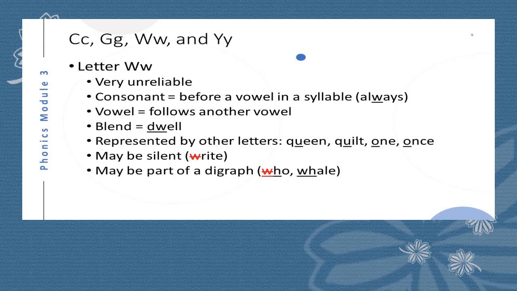The phoneme represented by W may be part of a blend of two consonants, as in dwell. The U, when following Q, often represents the consonant phoneme we associate with W. We sometimes use the grapheme O to represent the W sound, as in once. The W is silent before an R. Occasionally, the letter W fools us. It is part of the digraph WH, but the W can be silent, as in who.